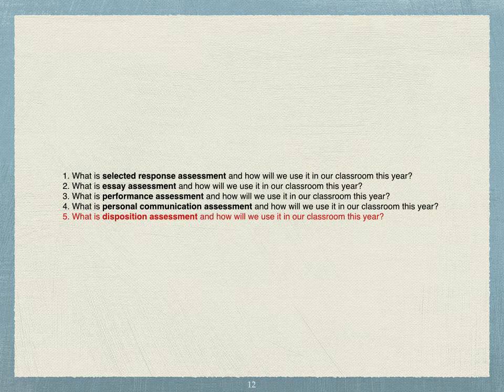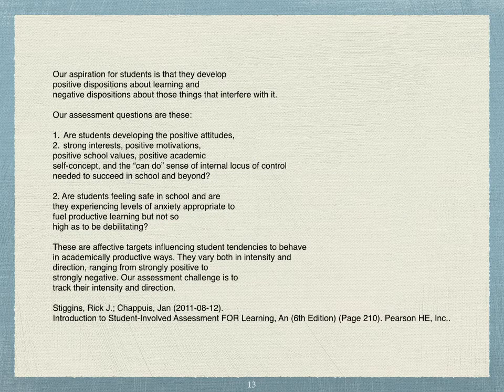The 5th question is, what is disposition assessment and how will we use it in our classroom this year? Stiggins offered the idea, our aspiration for students is that they develop positive dispositions about learning and negative dispositions about those things that interfere with it. Our assessment questions are these. Are students developing the positive attitudes, strong interests, positive motivations, positive school values, positive academic self-concept, and the can-do sense of internal locus of control needed to succeed in school and beyond?